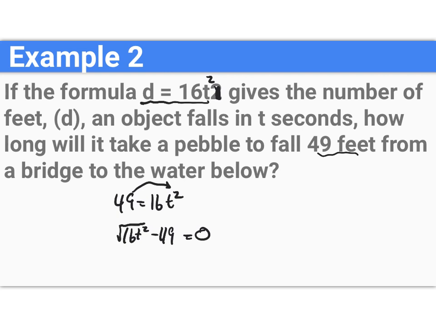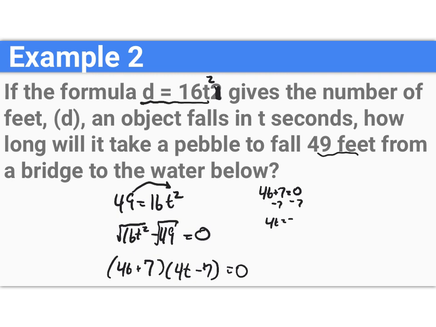So if we take the square root of 16t squared and the square root of 49, you will get 4t plus 7, and then 4t minus 7. Set that equal to 0. So now, 4t plus 7 equals 0. Subtract 7, 4t equals -7. Divide by 4. T equals -7 over 4.